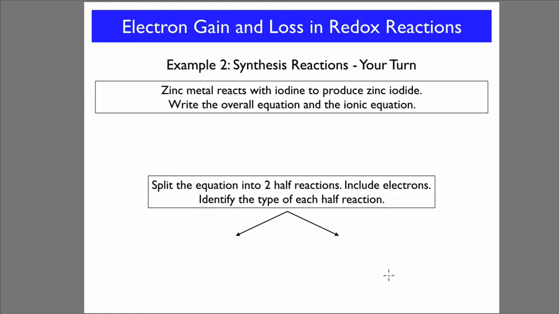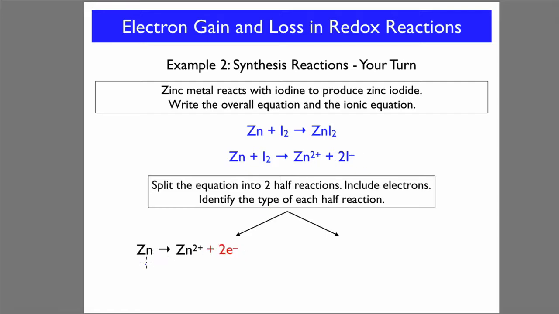Example 2, synthesis reaction. Press pause, see if you can complete this. Okay. Zinc metal reacts with iodine to produce zinc iodide. Write the overall equation and the ionic equation. Well, we've got zinc and iodine to give us zinc iodide. So let's split that ion up into the zinc ion and the iodide ions. Then we're going to split it into two.